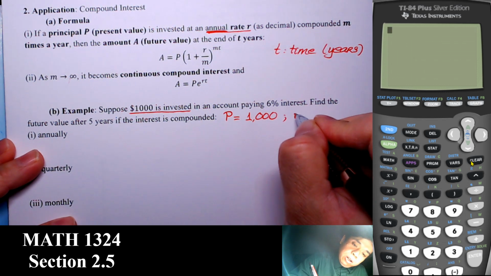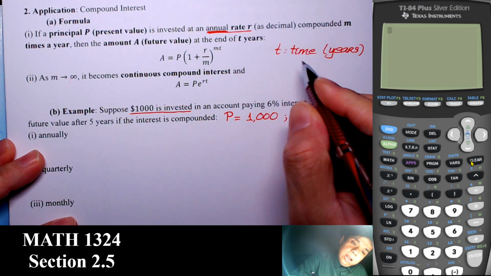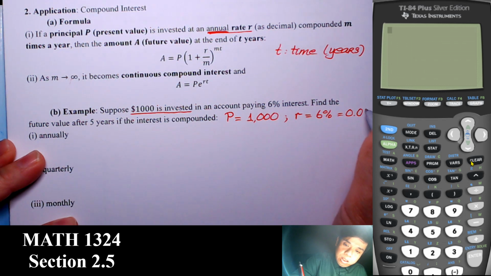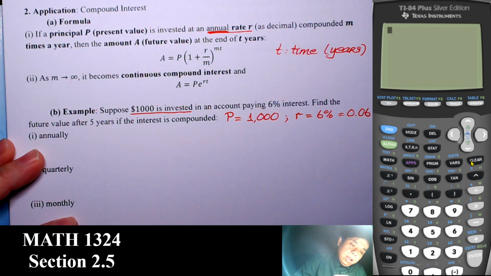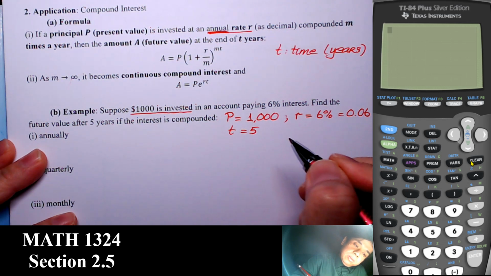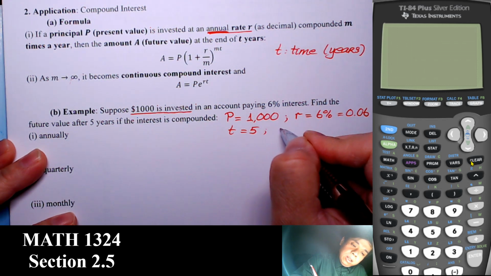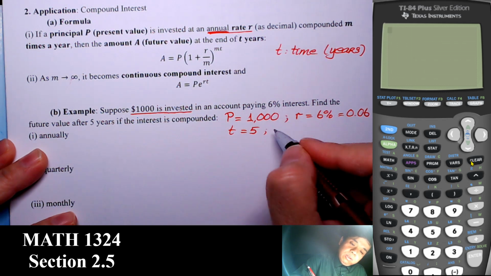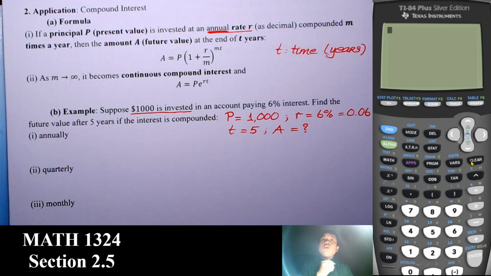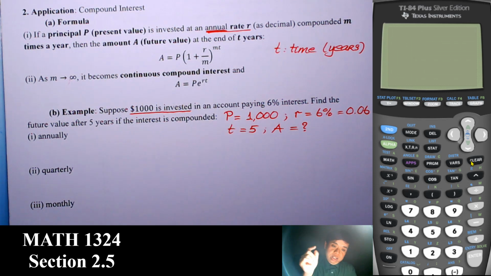6%, that would be the rate, and set as a decimal, so 0.06, and after 5 years, so that is t. And as is, find the future value, so we don't know A. Also in this problem we don't know m, because if we use that formula we need m, right?